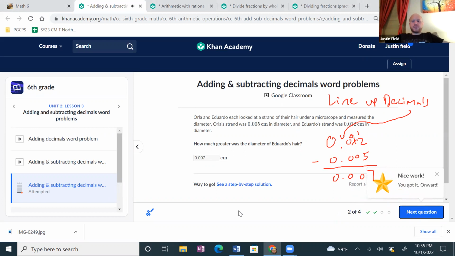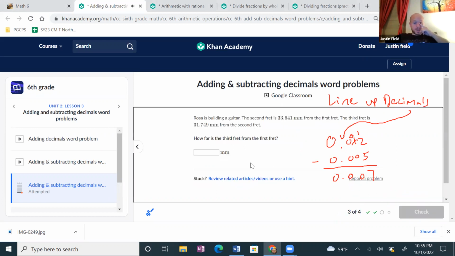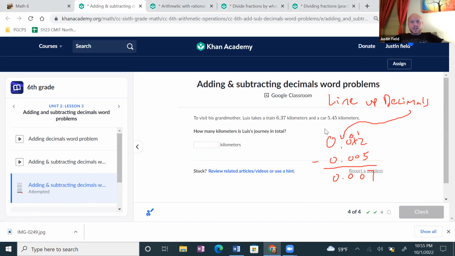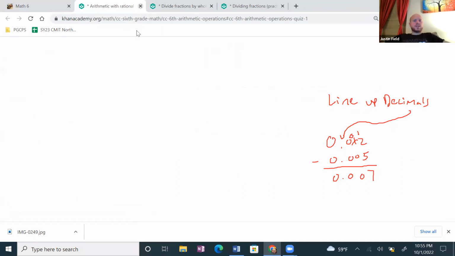All right. Do you have to do another one, or is that good? How far is the third fret from the first? So we're subtracting there. The decimals line up again, so I'm not going to do that one for you. You got this one.